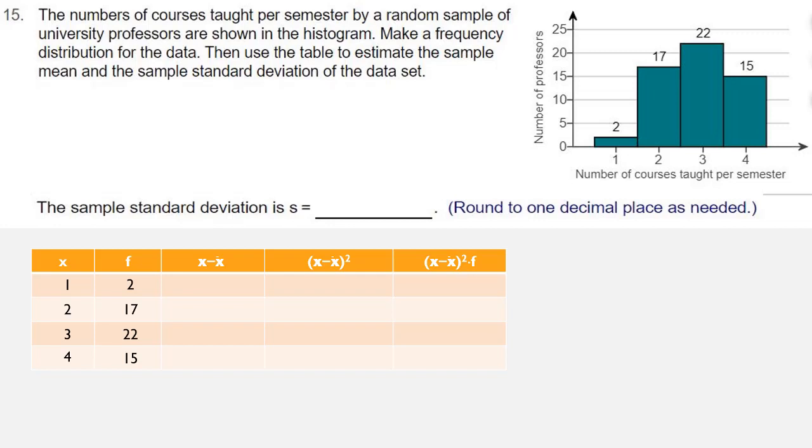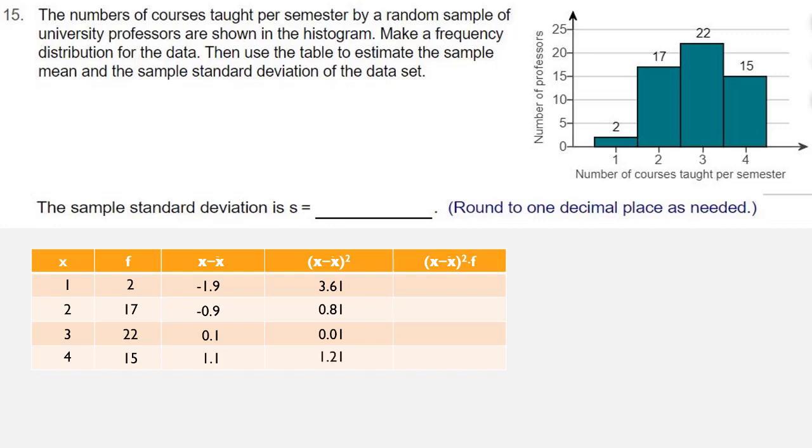So when the x value is 1, we get negative 1.9 because we're subtracting 2.9, which is what we found as our sample mean. 2 minus 2.9 is negative 0.9, 3 minus 2.9 is 0.1, and 4 minus 2.9 is 1.1. So once we have our x minus x bar values, our deviations, we square those. So negative 1.9 squared is 3.61, negative 0.9 squared is 0.81, 0.1 squared is 0.01, and 1.1 squared is 1.21.